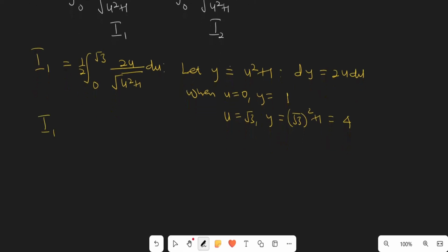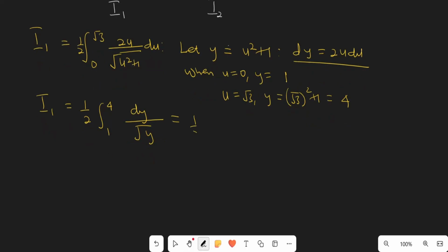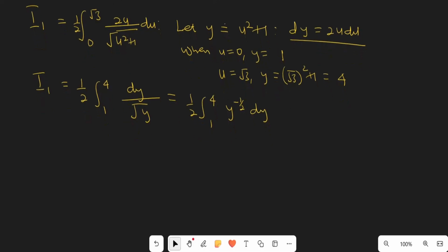Now we can take our integral from the u world into the y world. We have 1/2 the integral from 1 to 4 now as the limits for y. And 2u du can be written as dy, that is from here all over the square root of y. So this one is 1/2 the integral from 1 to 4 of y raised to the power negative 1/2 dy. That is the square root of y goes to the top as negative 1/2 power. So now this is easy to integrate.